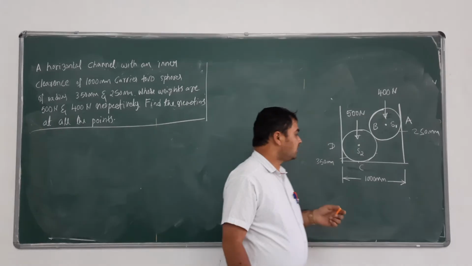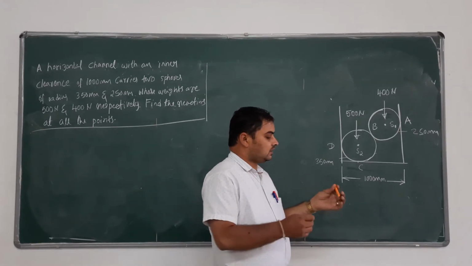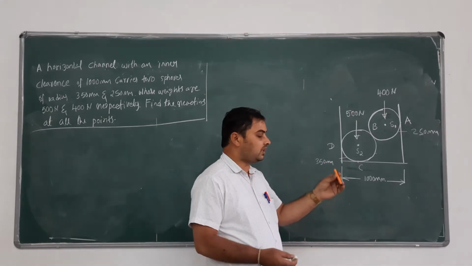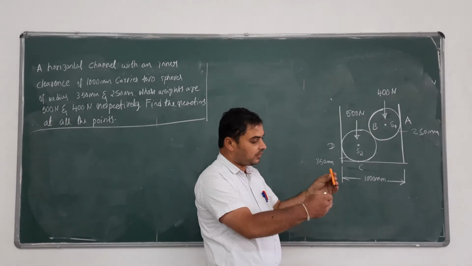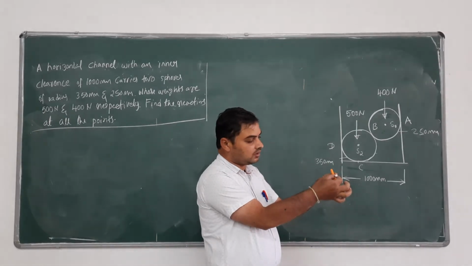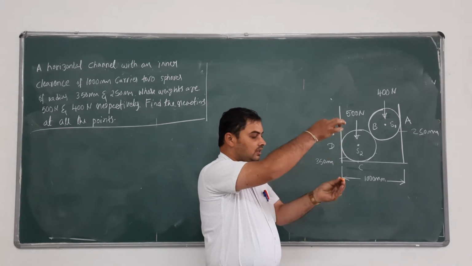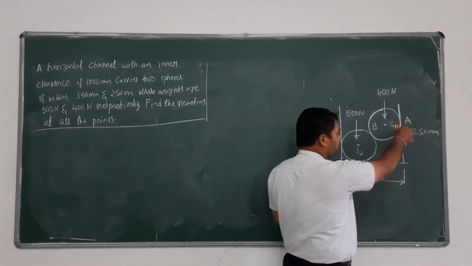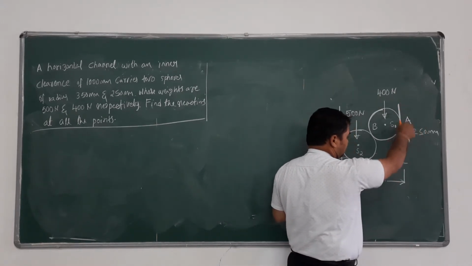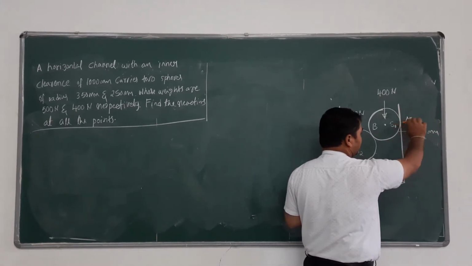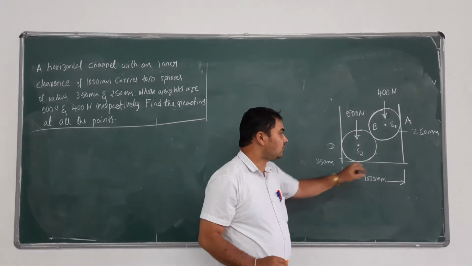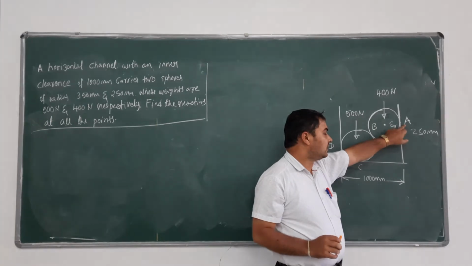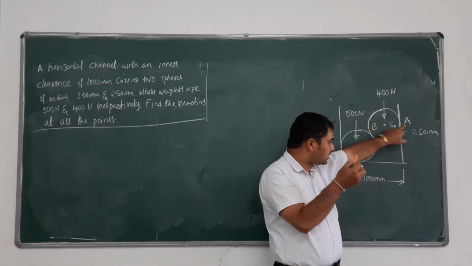Whenever the reactions are always perpendicular to the plane. For example, if this is an inclined plane, the reaction is perpendicular to this plane. If the surface is horizontal, the reaction will be vertical. If the surface is vertical, the reaction should be in the horizontal direction. That means I don't need to calculate the inclination of this reaction. Therefore, the reaction at the point A is horizontal.